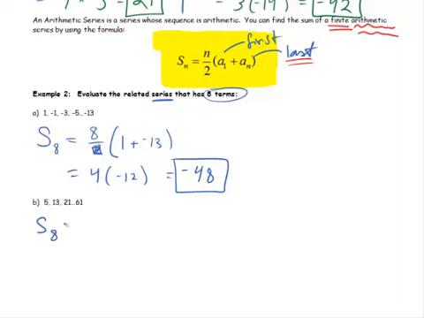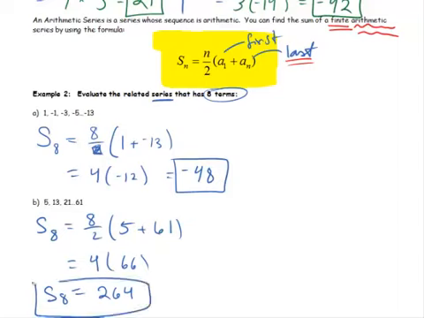Next one here, sum of the first 8 terms, 8 over 2. First term is 5, second term is 66. So we have 4 times... I jumped ahead, didn't I? I was thinking out loud. 61. So 5 plus 61 is 66. And this is 264. All right.